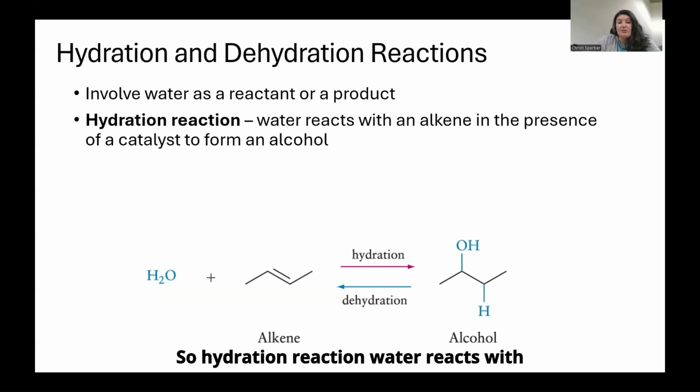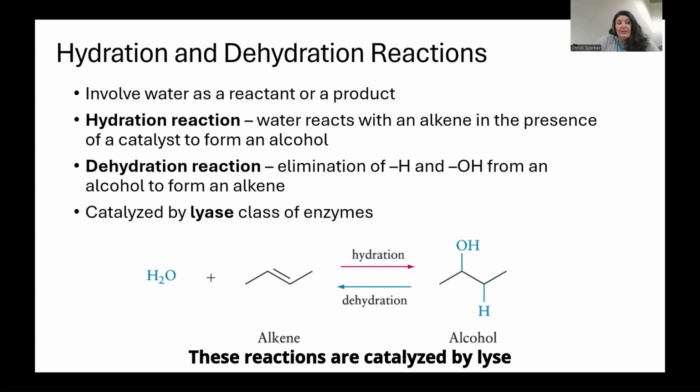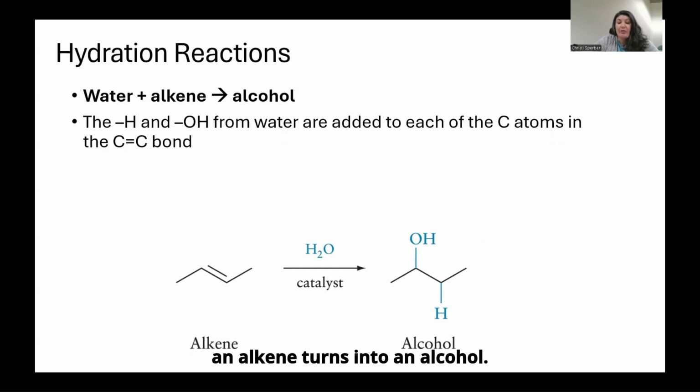So hydration reaction, water reacts with an alkene in the presence of a catalyst to form an alcohol. And dehydration reaction is the elimination of a hydrogen and a hydroxyl group from an alcohol to form an alkene. These reactions are catalyzed by lyases, which is a class of enzymes. So for a hydration reaction, water plus an alkene turns into an alcohol.